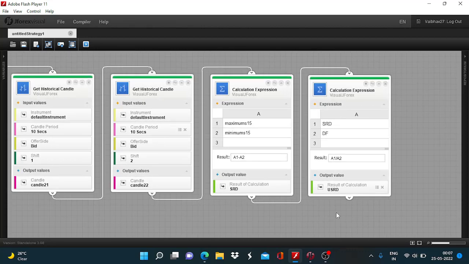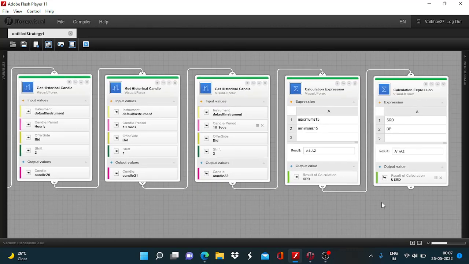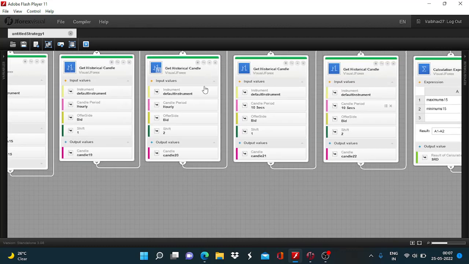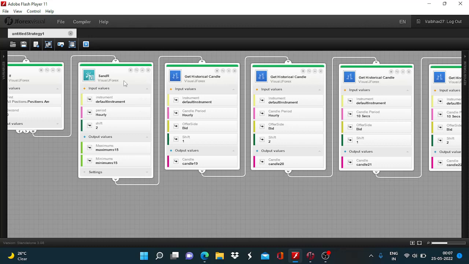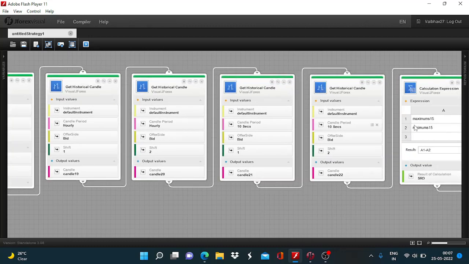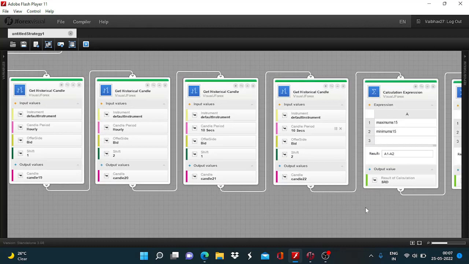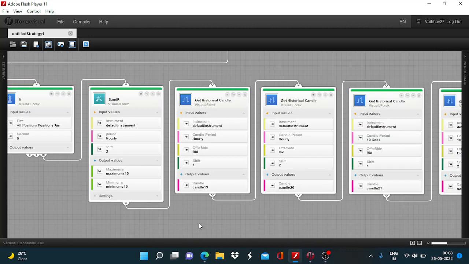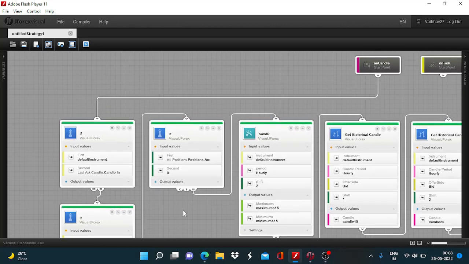So for this session we stop here, and depending on the requirement we will be utilizing the values provided by this logical indicator and the info blocks along with the calculations which we have done to define these new variables. So that's it from my side for today's session.